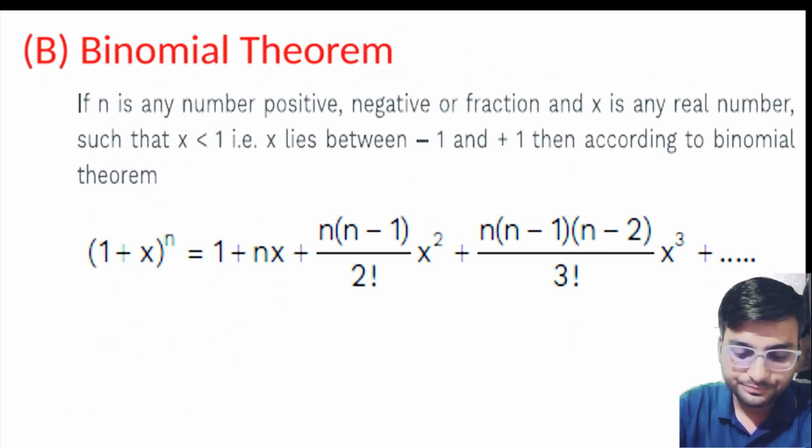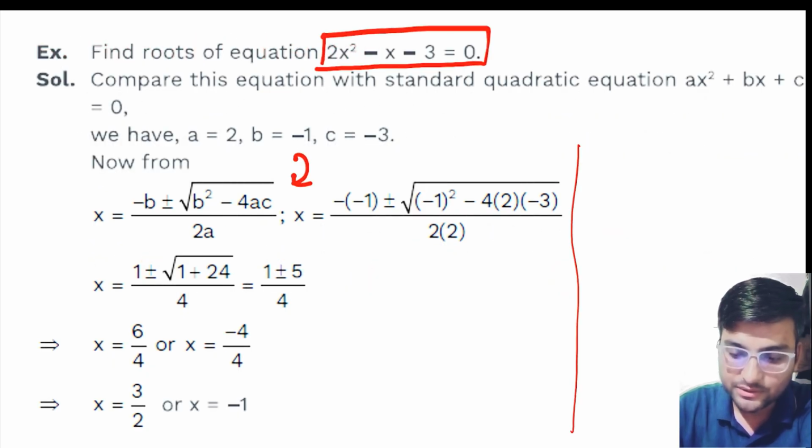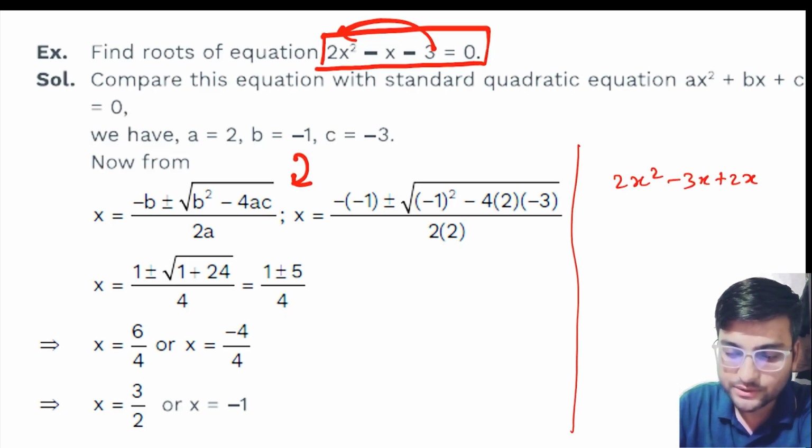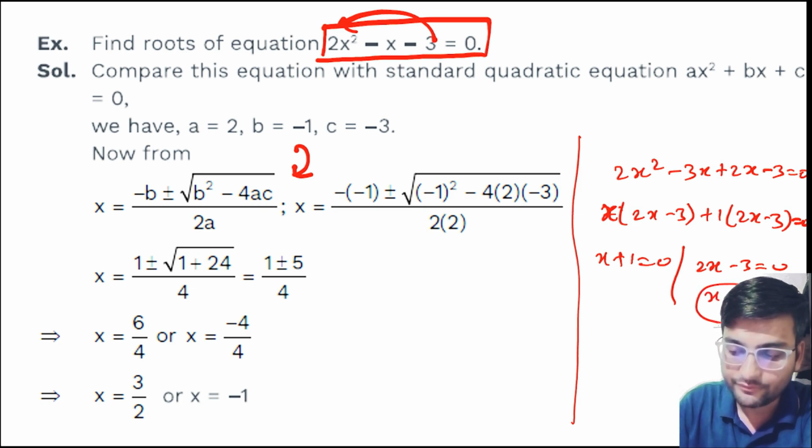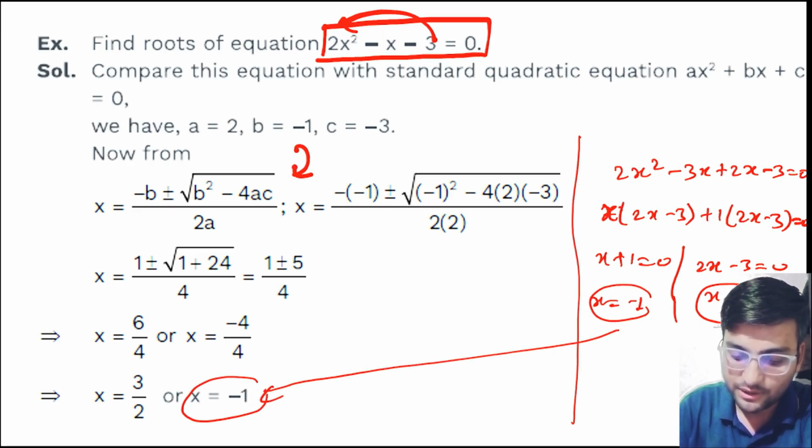So if you multiply this, 2 and 3 become how much? 6. So we can say that this is 2x square minus 3x plus 2x minus 3 is equal to 0. So we can say that x is common here. So we take 2x minus 3 here, and x plus 1. So here 2x minus 3 is equal to 0, and x plus 1 is equal to 0 is one root, and 2x minus 3 is equal to 0 gives the other root, 3 by 2, which we can find from here. And the other root is equal to minus 1. So see, there are two roots, one is minus 1 and one is 3 by 2.